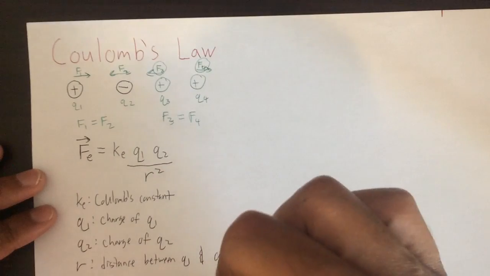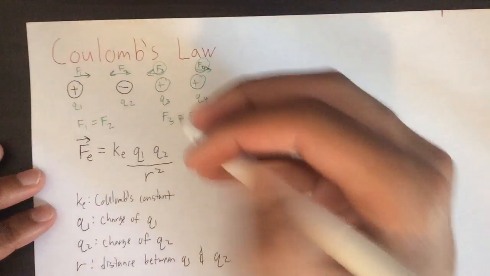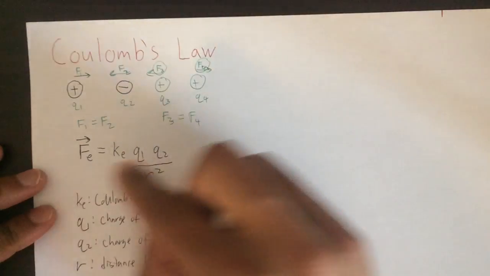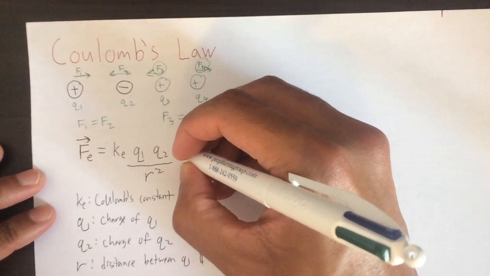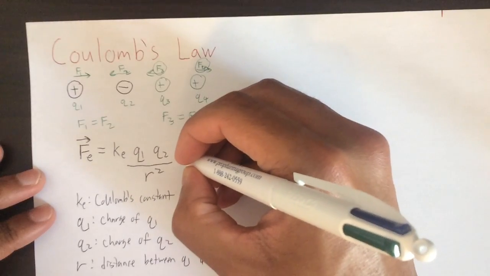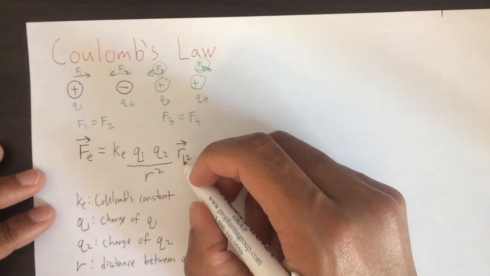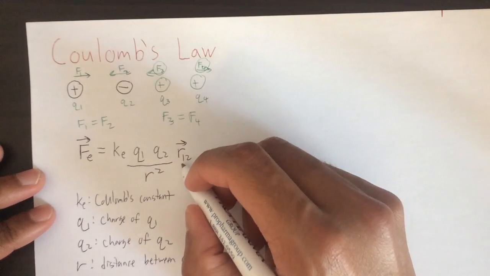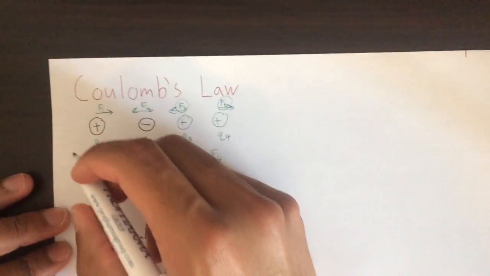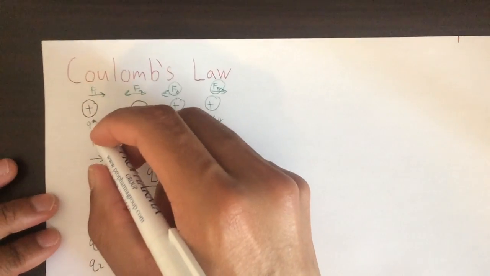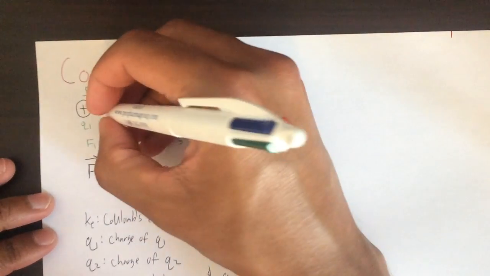And one thing I forgot is when I wrote this equation down, we have to make sure a vector equals a vector. Right now it's a vector equals scalar. So there's a unit vector that is defined. It's a unit vector that starts from Q1 and points to Q2. So in this case, here, it's going to be defined this way.